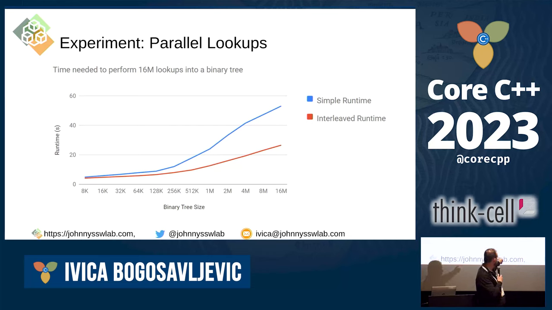And these are the speedups. For small binary trees, the interleaved version is a bit faster. But when you get over a 256K or 512K binary tree, you see that it is much faster, although it does much more work. It does loads from the current node, then stores to the current node, and so on. But it has more ILP available.